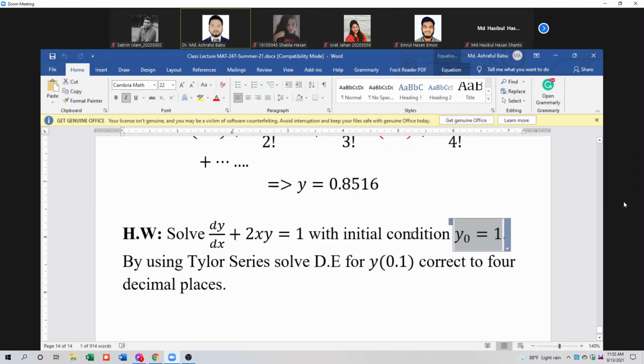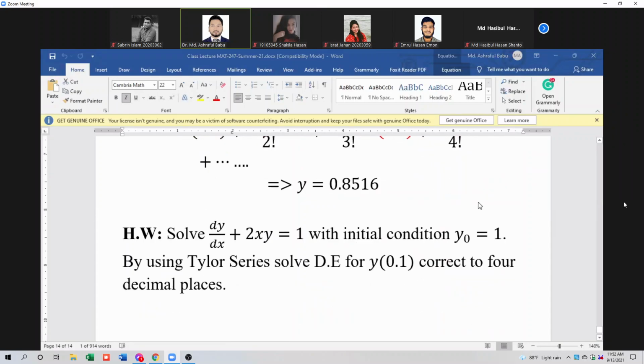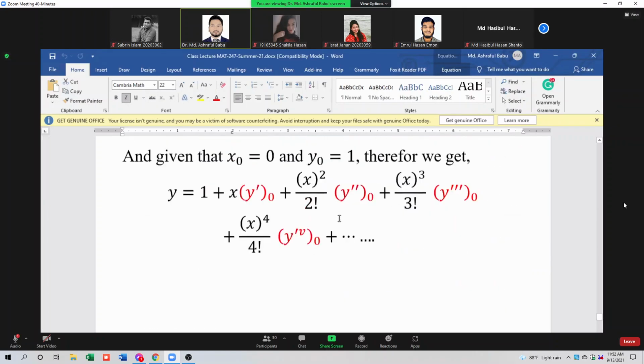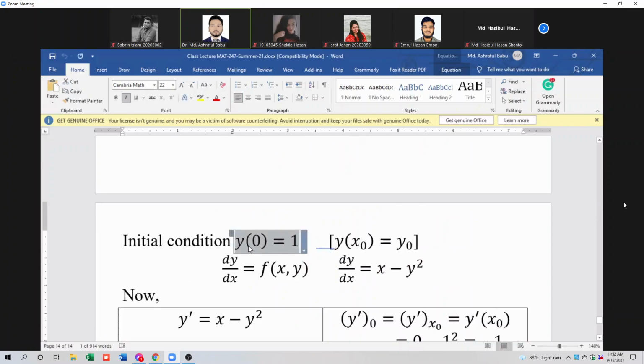And in the last class I also discussed this, that one equation or one condition we can write in many ways. So this is one of the ways. And in the last class we wrote another way, like this one. The initial condition is given, y of 0 equal to 1. This also means y of x naught. This x naught means 0 here, and this 1 is actually the y naught.